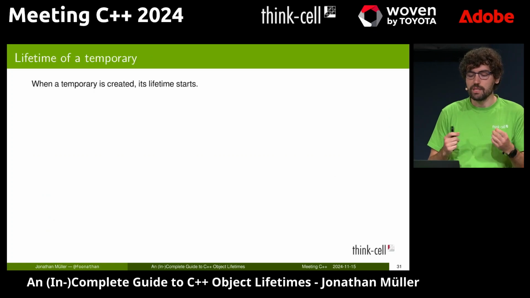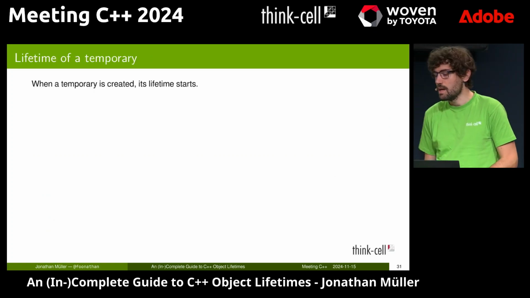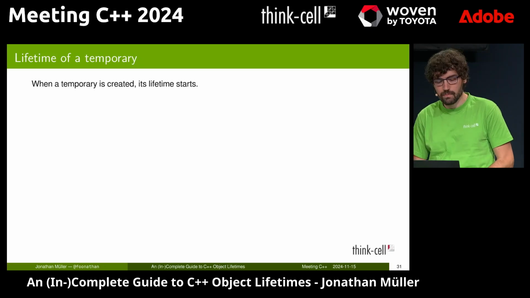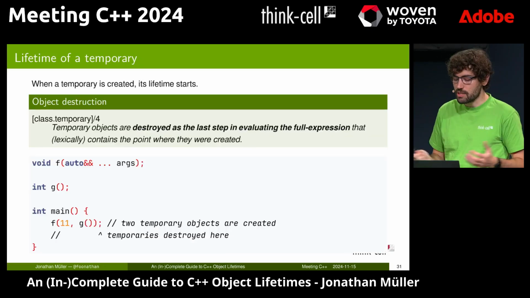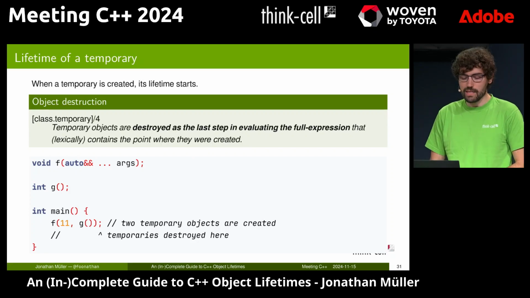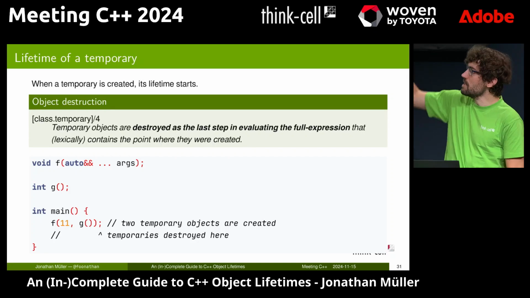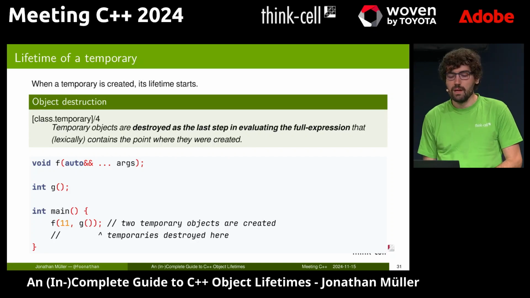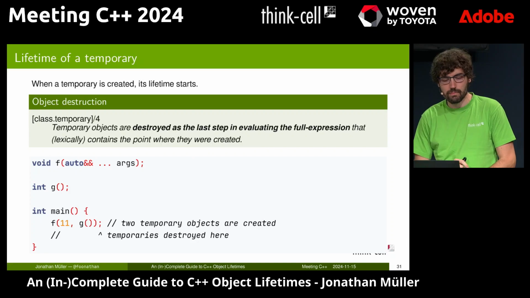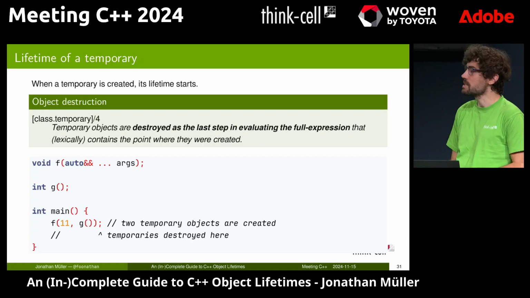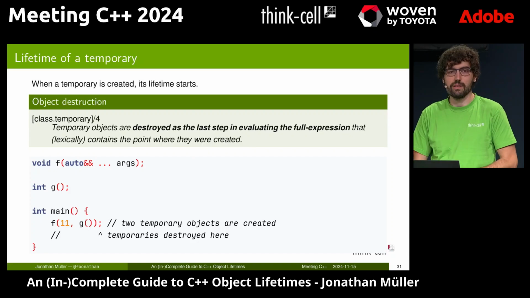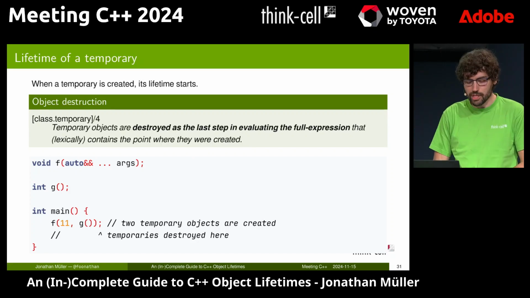The question is, what is the lifetime? And the beginning is easy. When a temporary is created, its lifetime starts. And the temporary is destroyed as the last step of evaluating the full expression that lexically contains it. So consider the function f. It takes a whole bunch of references. And then we're calling it with two PR values, the number 11 and the result of the function g. This causes temporary materialization conversion to kick in and create two objects, one containing the value 11 and one containing whatever is the result of g.